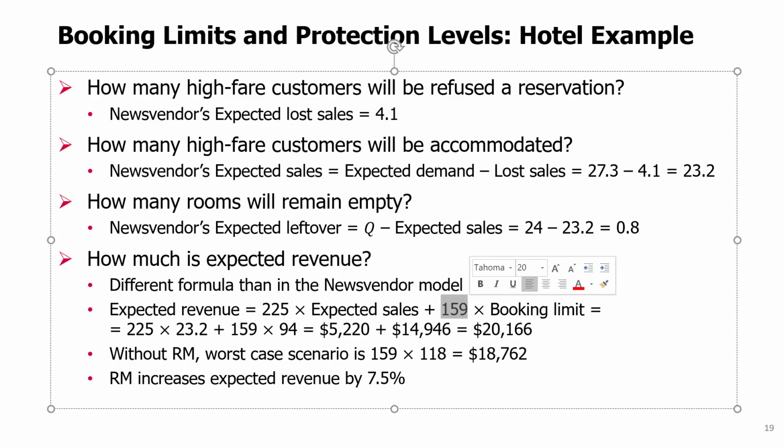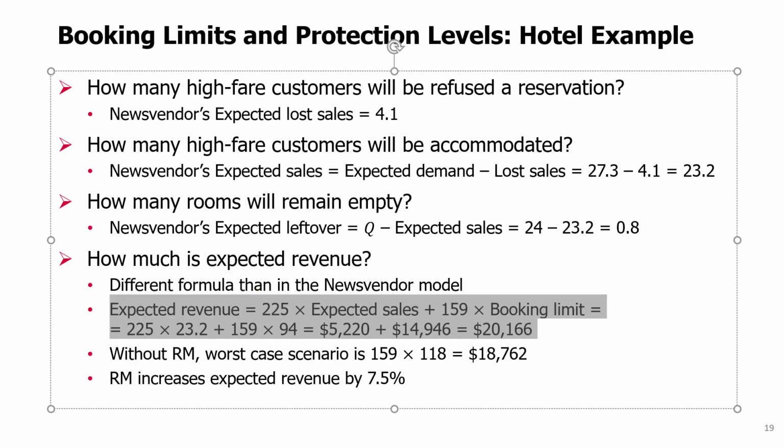And from the low fare, we will get 159. That's actually not expected. That's a fixed value, because we assume we will sell the booking limit of 94 rooms at this low price, for sure. That's the assumption in our model. Of course, this is a simplification just to make our calculations easier, but assuming the demand is abundant, this is what we will realize. So the summation of those two revenues is $20,166 of revenue in total from both fare classes.